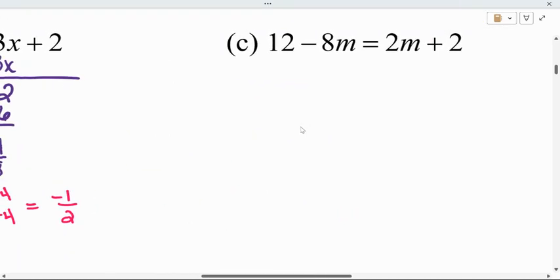So, Victoria, you're up. What do you want to do first? We always want to take care of the variable first. Which one do you want to move? Okay, so that's a positive 2m. How do I cancel that out? We're going to subtract it.